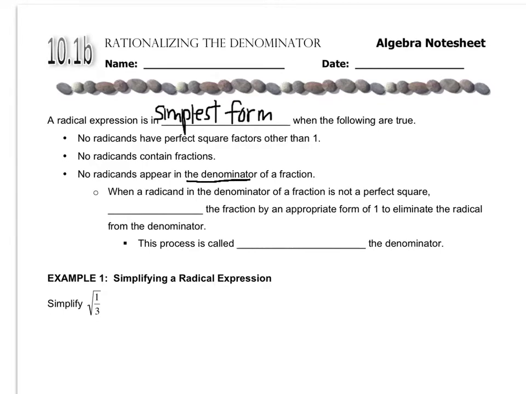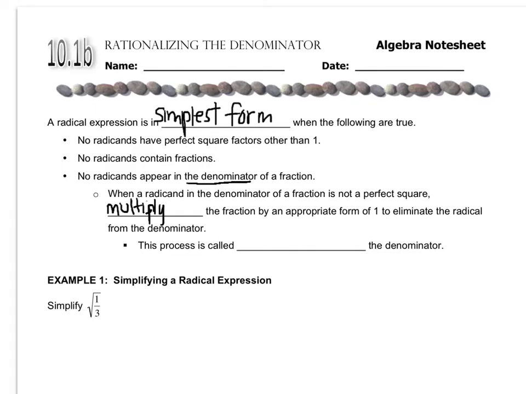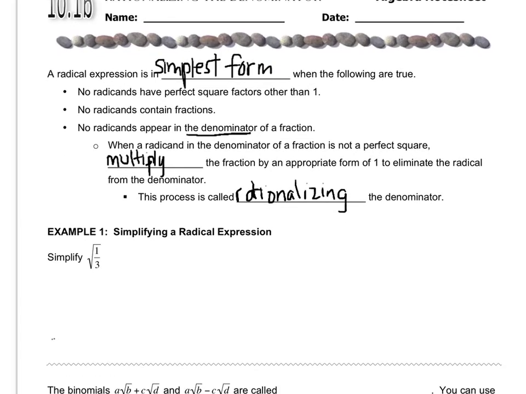When a radicand is in the denominator and not a perfect square, you want to multiply the fraction by an appropriate form of 1 to eliminate the radical. And I'll explain what that means. But this is called rationalizing the denominator. So let's look at this one.